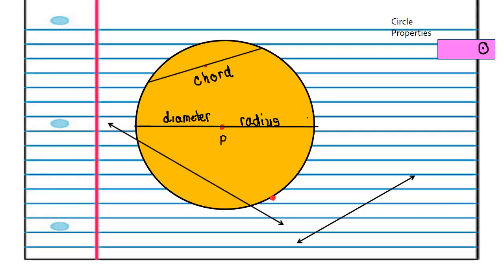A secant, or second, depending on what part of the country you are from, is a line that goes through a circle. And last, a tangent line. Yes, it does have some properties of trig going on here, but a tangent line is a line that hits the circle at exactly one point. That point is called the point of tangency.